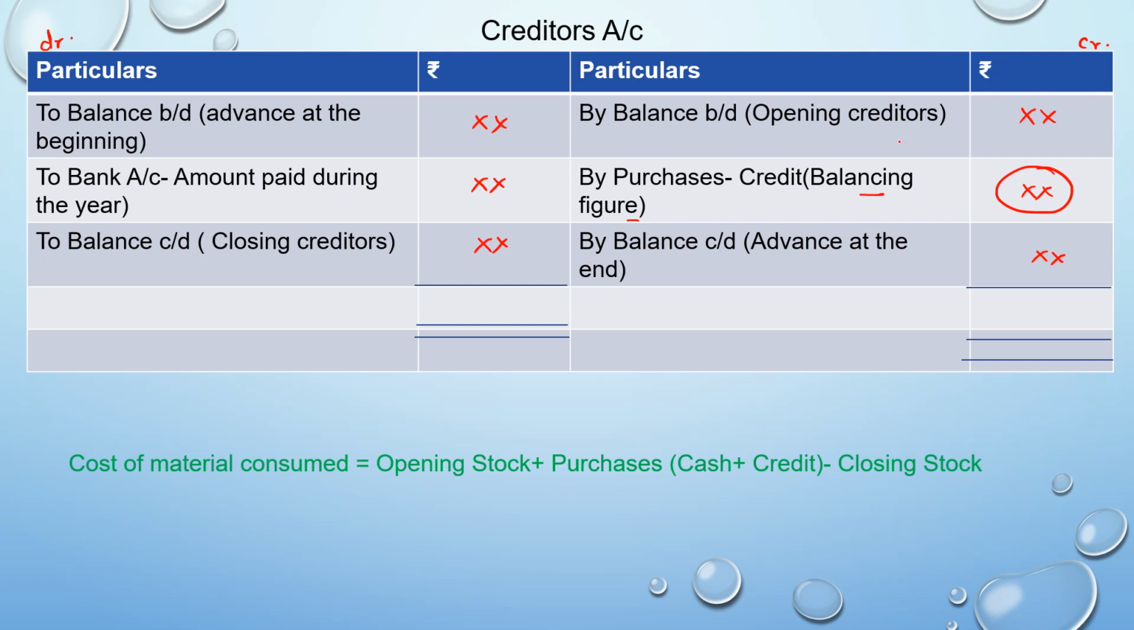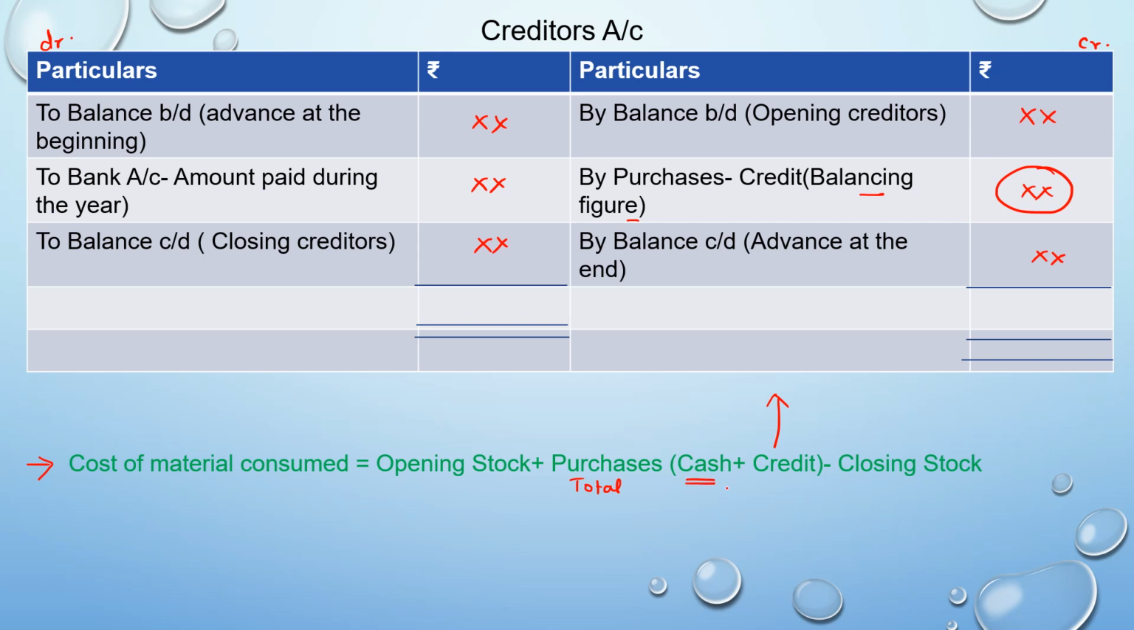Once we have prepared this creditors account and ascertained the credit purchase made during the year, we would be using this particular formula to calculate the cost of material consumed. The formula, please note down, for cost of material consumed is: to the opening stock of that particular material, we add the purchases. Here it is the total purchases, including the cash purchase and credit purchase. This credit purchase we have just determined by preparing the creditors account, as a balancing figure. The cash purchase, if any given in the question, has to be included.